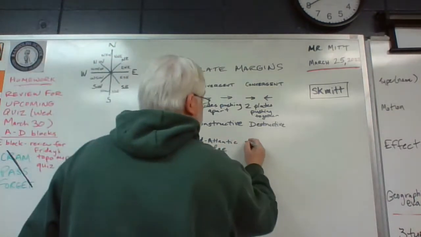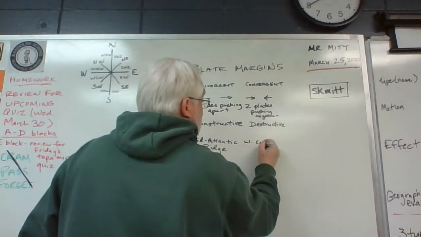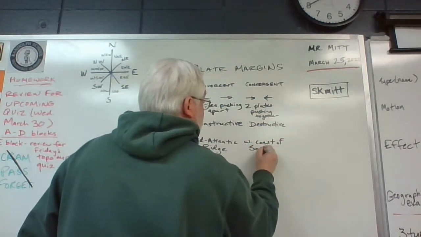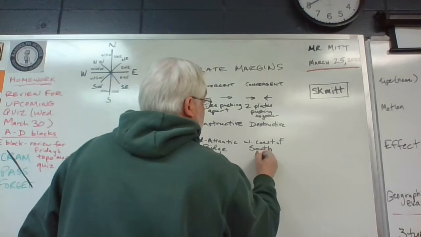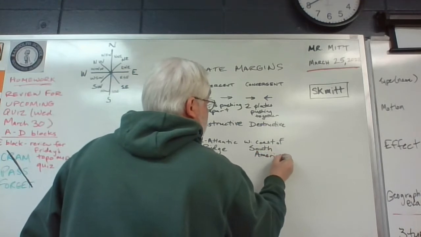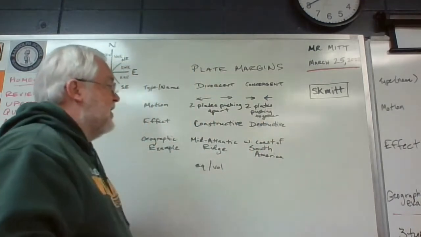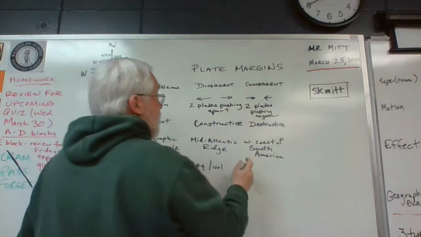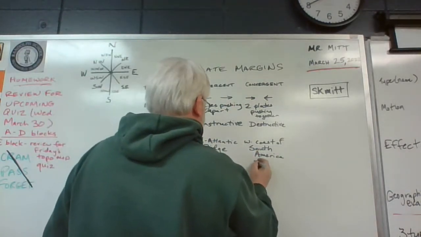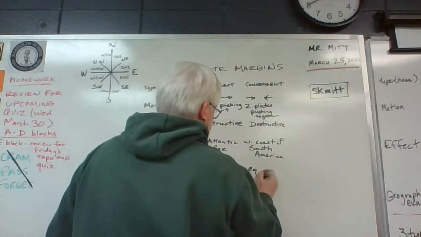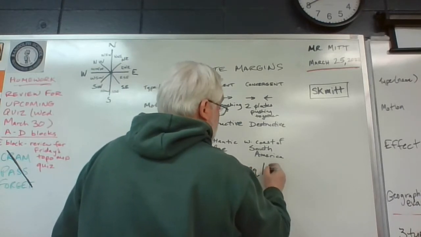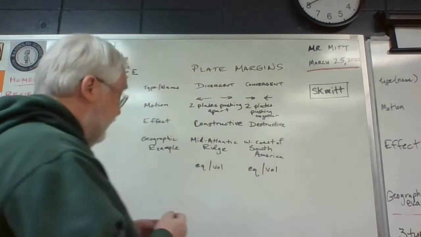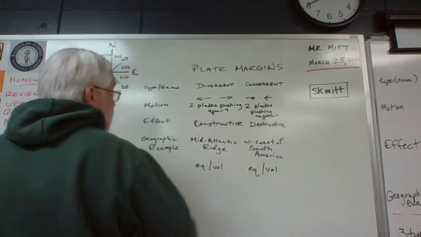A great example of this would be the west coast of South America. And of course, the mountains that are produced by that event are the Andes Mountains. But of course, at this type of margin, we can have earthquakes, massive earthquakes. And again, we, of course, are producing volcanoes. These are volcanic mountains that are produced at this type of plate margin.